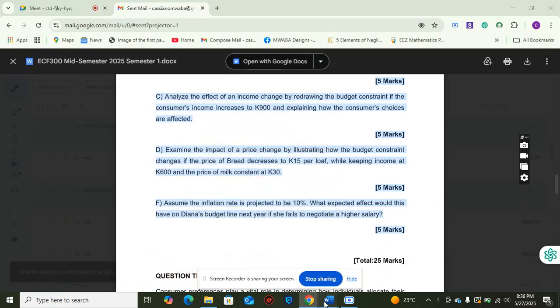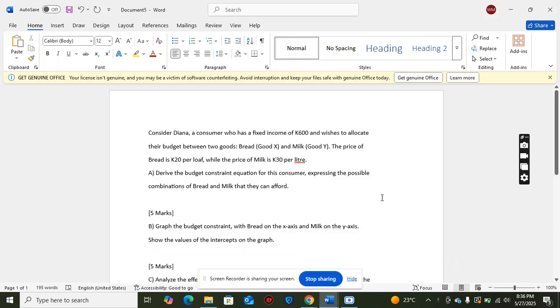Okay, so we have a question here. Consider Diana, a consumer who has a fixed income of 600 kwacha and wishes to allocate their budget between two goods. Good X, which is bread, and good Y, which is milk. The price of bread is 20 kwacha per loaf, while the price of milk is 30 kwacha per liter. Derive the budget constraint equation for this consumer, expressing the possible combinations of bread and milk that they can afford.